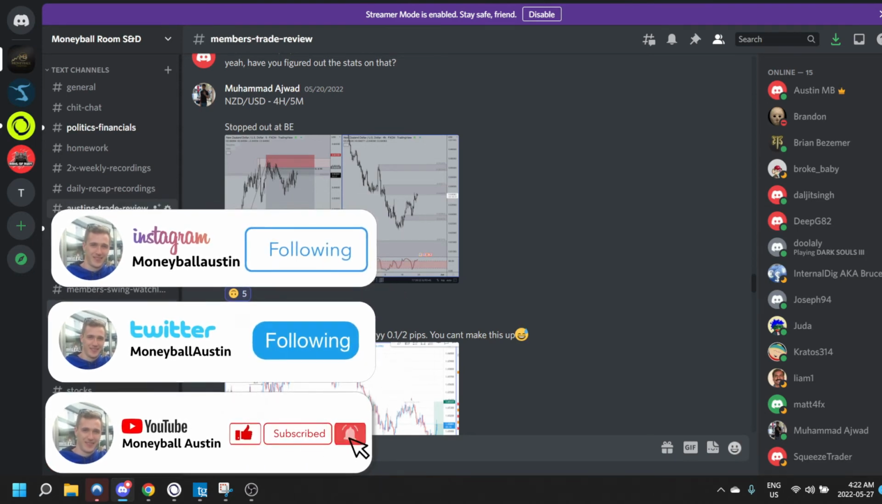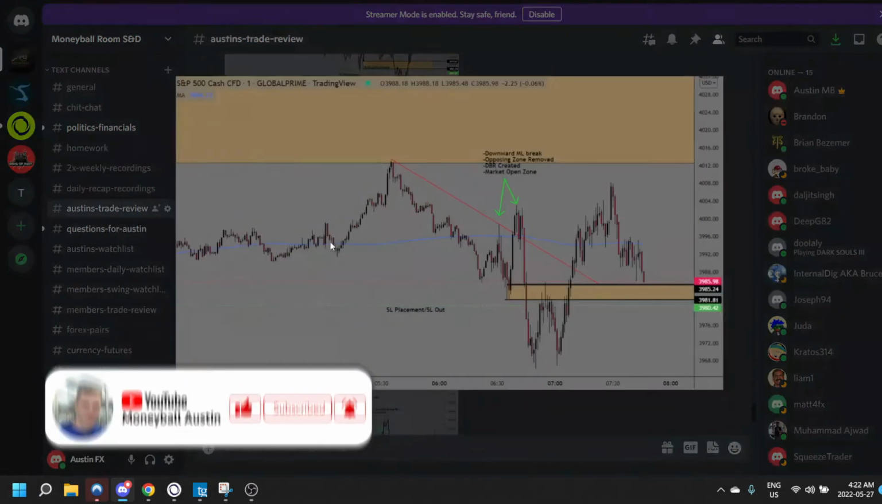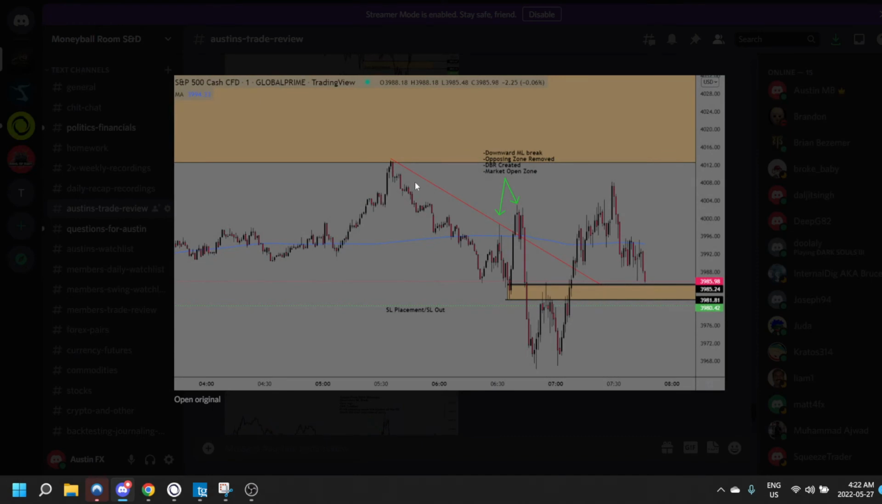Where is Austin's trade review? So this is a loss. This was minus 400. My gosh. So we're looking at the S&P 500 cash. Same type of setup. Do you guys notice the difference?